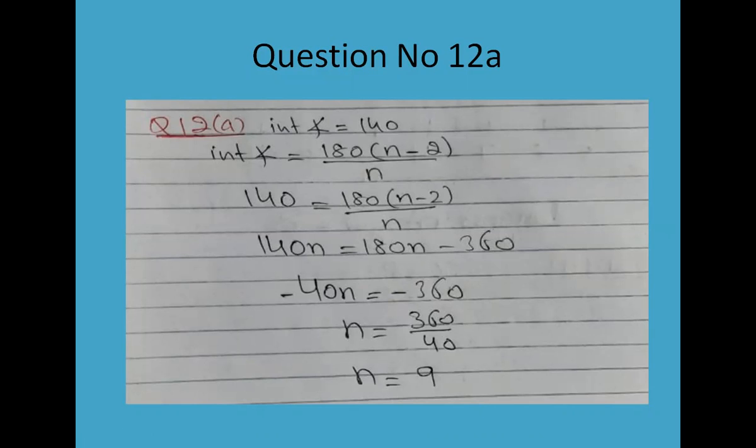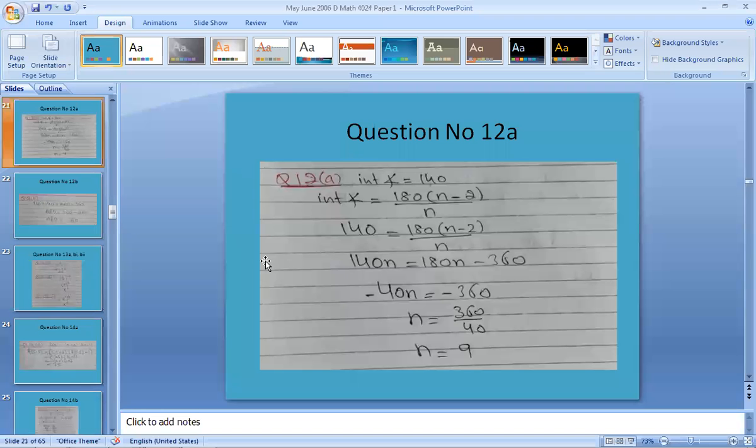And when you bring this 180n to the other side, it will subtract. So 140n minus 180n, it will be minus 40n equals to minus 360. So minus will be gone and n will be equals to 360 divided by 40. 0 will be cancelled. So 36 divided by 4, it will be 9. So that figure is basically a 9-sided figure. N value will be 9.